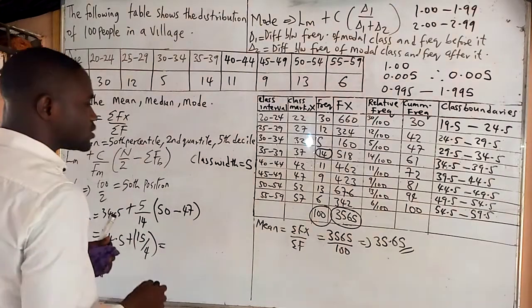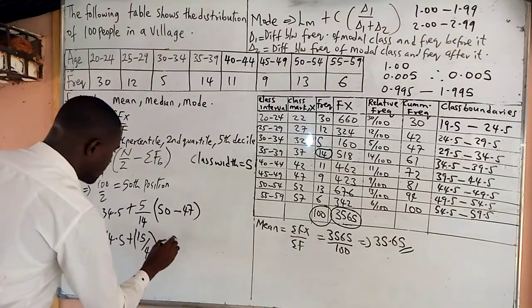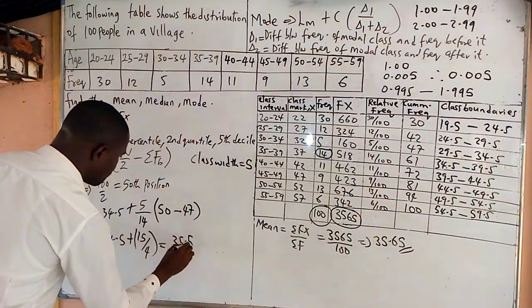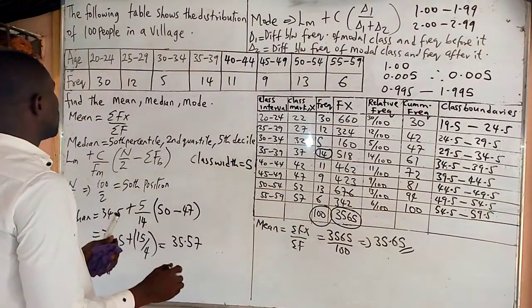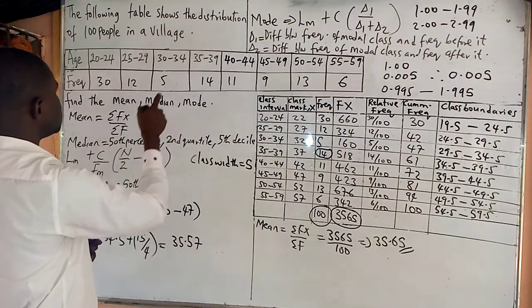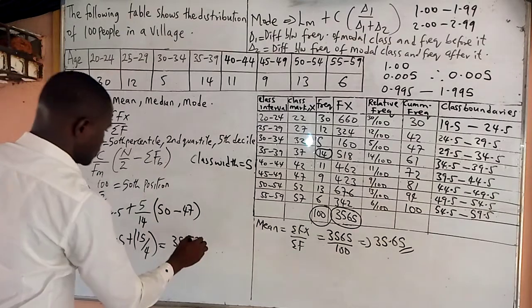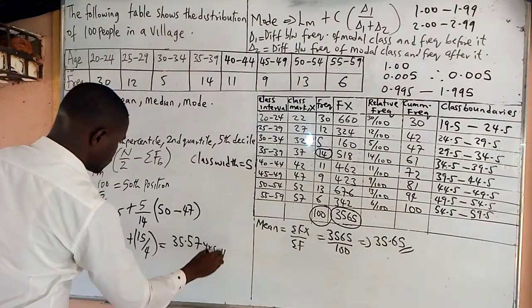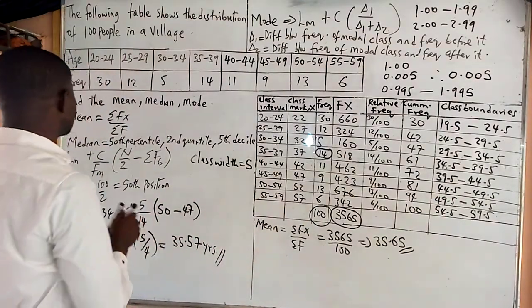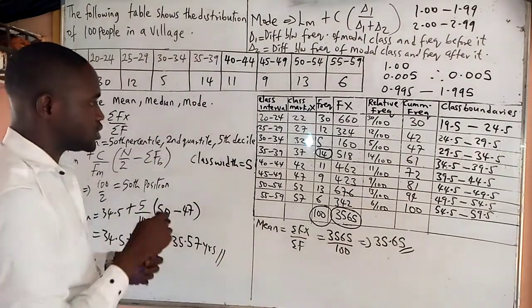So once you press this in your calculator, your median will be 35.57 years, since they said it is on age.